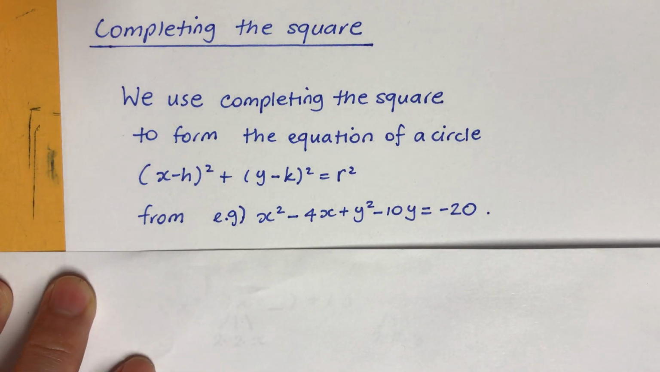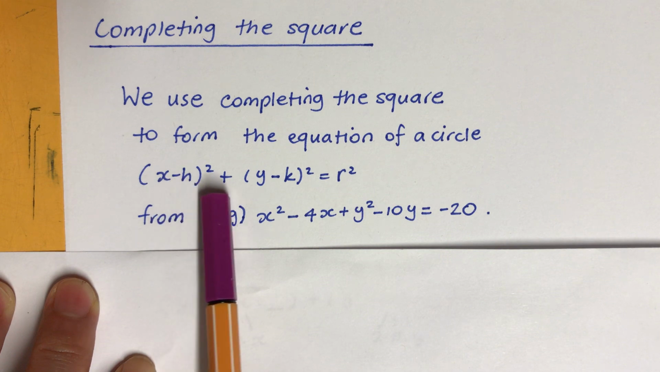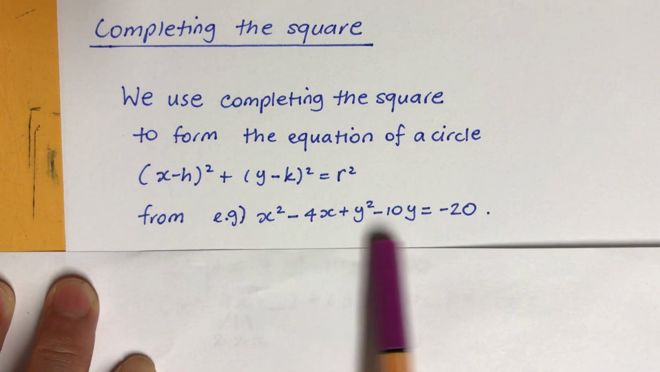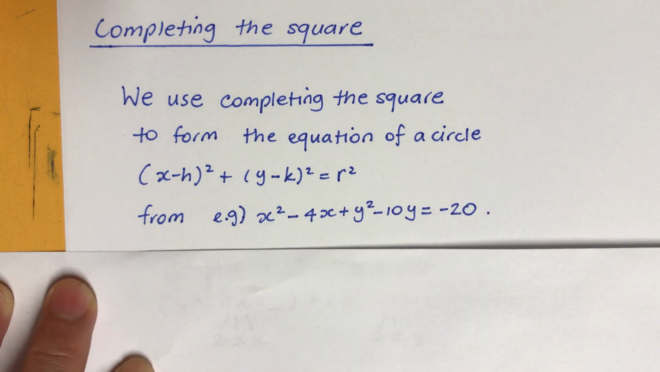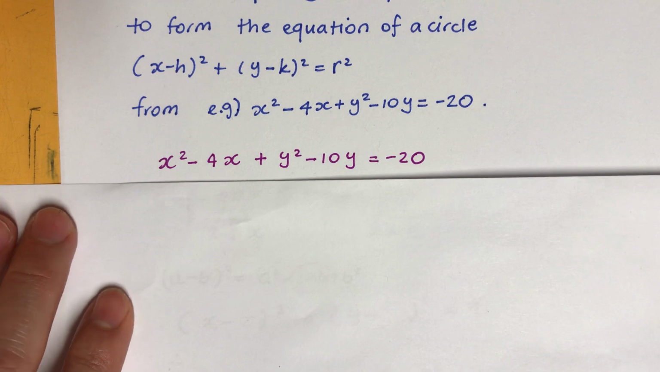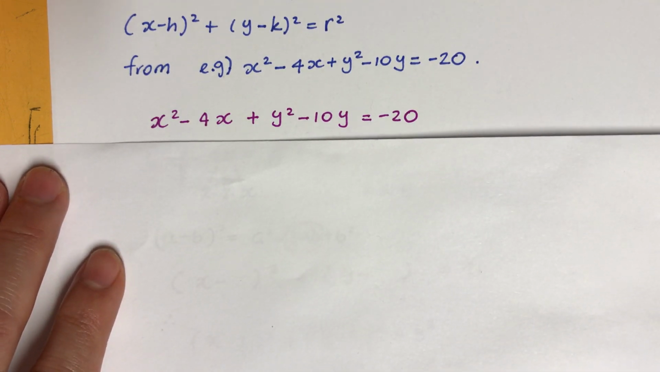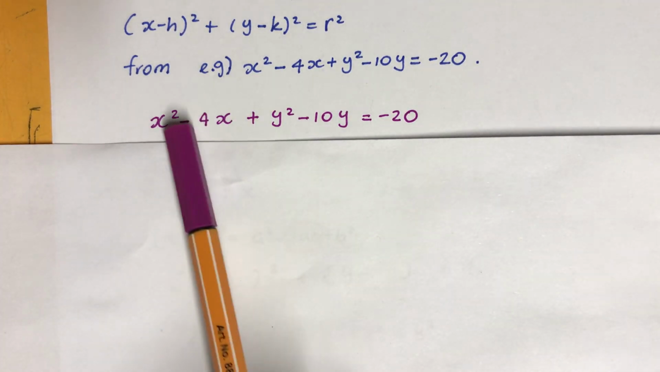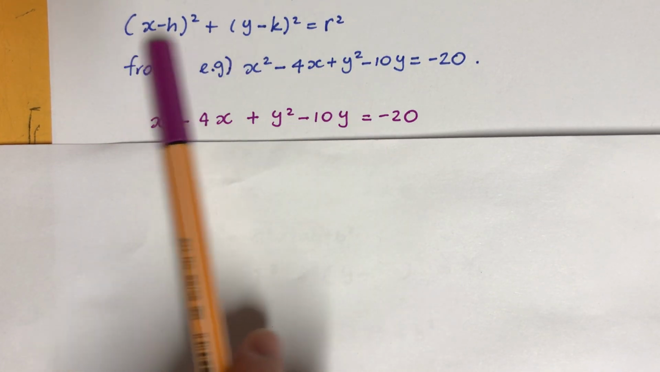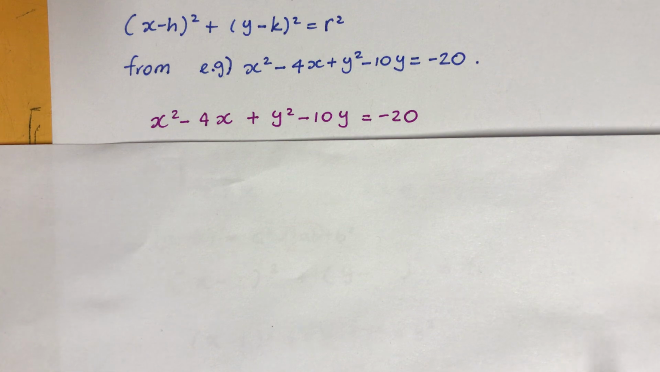Okay, next one is completing the square. Now we use this completing the square to form the equation of a circle, the form that we've been looking at, from something like this polynomial equation there. So let's have a look at these. We're gonna complete the square with this. So we're gonna transform this into this form, okay? And to do that, we need to use completing the square.